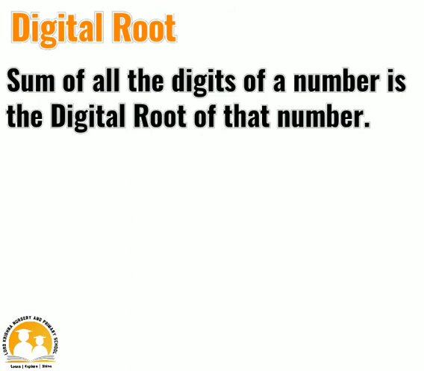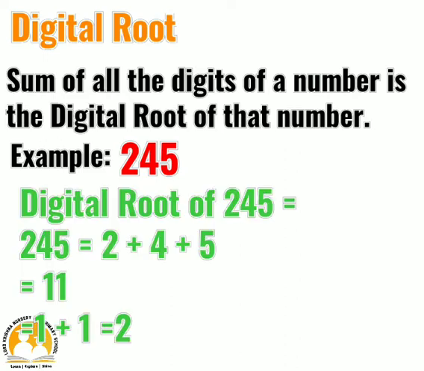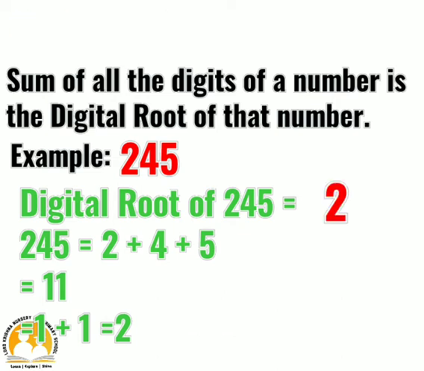We must know what a digital root is before getting into the casting out 9 method. The digital root is the sum of all the digits of the number. For example, if the number is 245, then the digital root of 245 is 2 plus 4 plus 5, which is equal to 11. And when it is a 2-digit number, again you have to add the digits. 1 plus 1 is equal to 2. Got it? Now 2 is the digital root of the number 245.